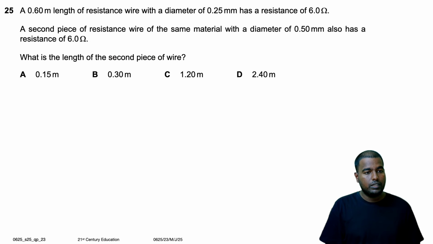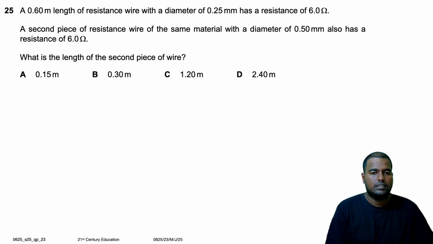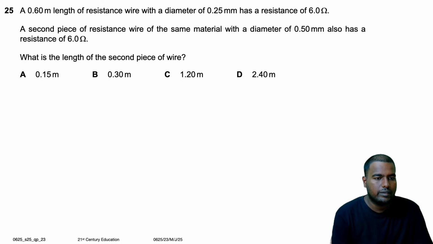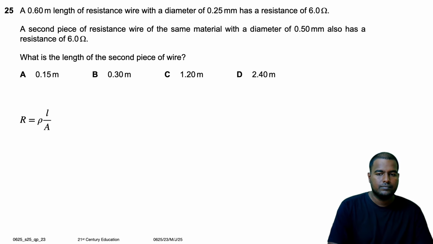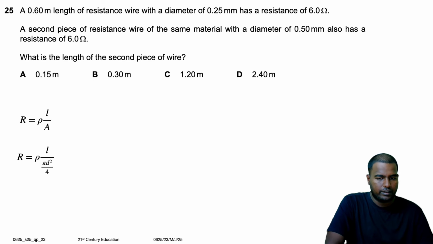A 0.60 meter length of resistance wire with a diameter of 0.25 millimeter has a resistance of 6 ohm. A second piece of resistance wire of the same material with a diameter of 0.50 millimeter also has a resistance of 6 ohm. What is the length of the second piece of wire? We know that resistance is rho L by A. Rho is resistivity. Since the diameter is given, instead of area we'll write pi d square by 4. So if diameter is given, that's how we find the area, right?